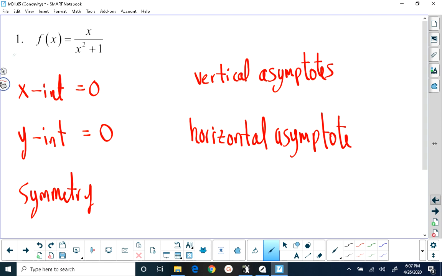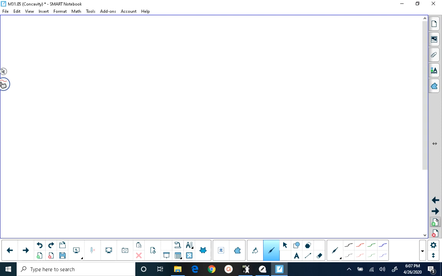Now what about the symmetry? And again, I'm using kind of scrap pieces of paper here. The symmetry is found by finding f of negative x. Well, remember that f of x is x over x squared plus 1.